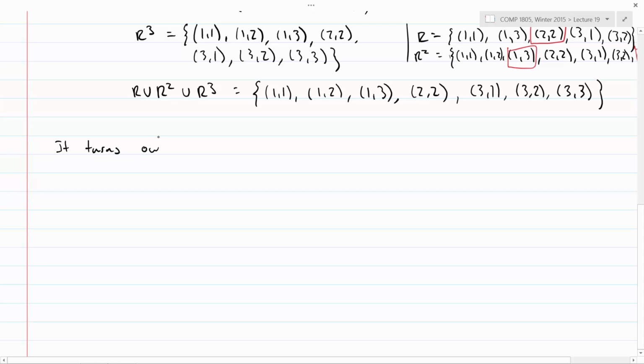So it turns out we can view this transitive closure another way if we look at the matrix representation.